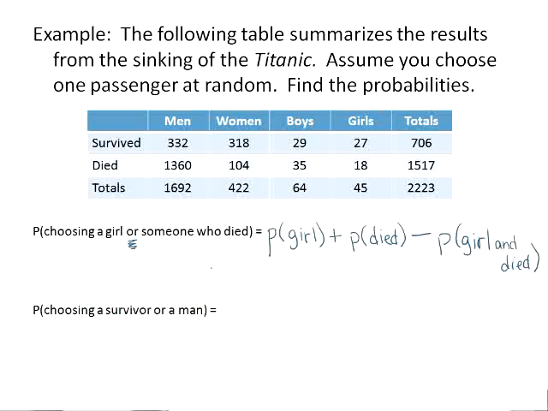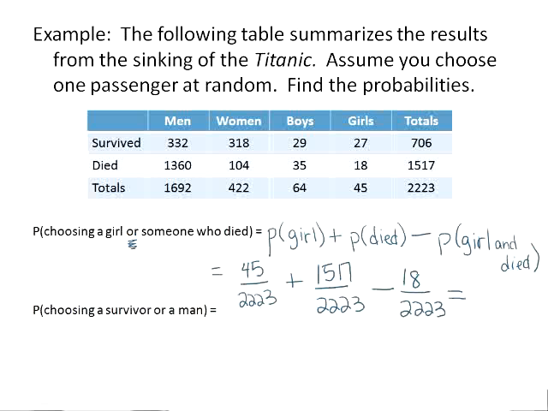So what's the probability of choosing a girl? There are 45 girls out of the total of 2,223. How many people died? Well, in terms of probability, that's 1517 divided by 2223. Well, how many people have I counted twice? Well, if you look at the overlap between the column for girls and the row for those who died, we counted 18 people twice. So we do have to subtract that overlap.